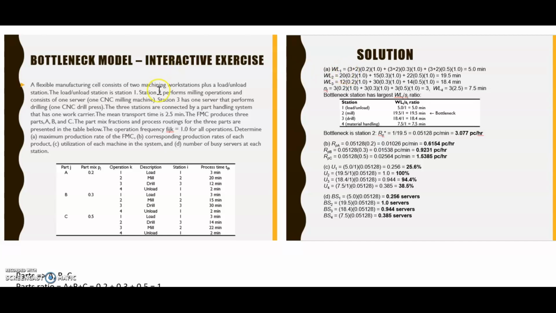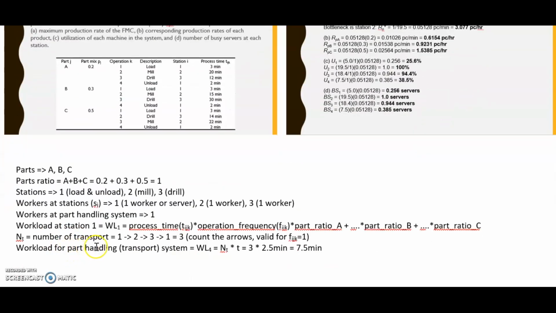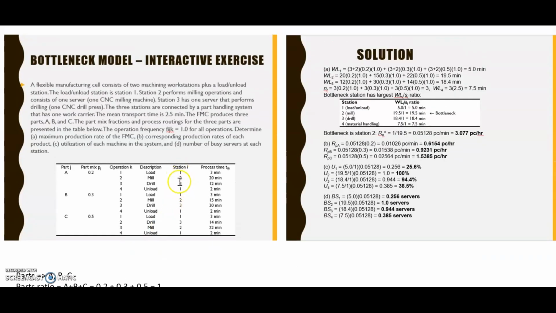Right now we have identified 3 stations: load and unload, the milling station, and the drilling station. There is another one, the workload at the part handling system. Even though there are 3 stations, from the text we know that there is another important process called the part handling system. So this one will become WL4, workload at the part handling system.